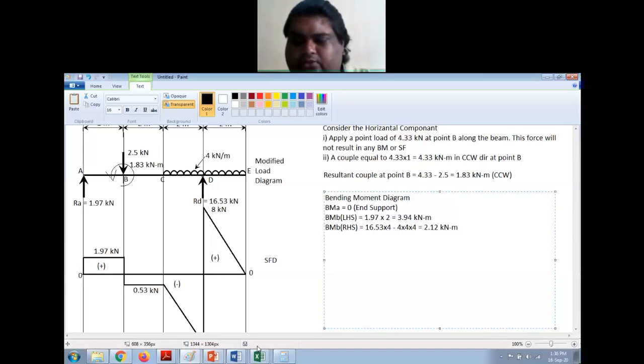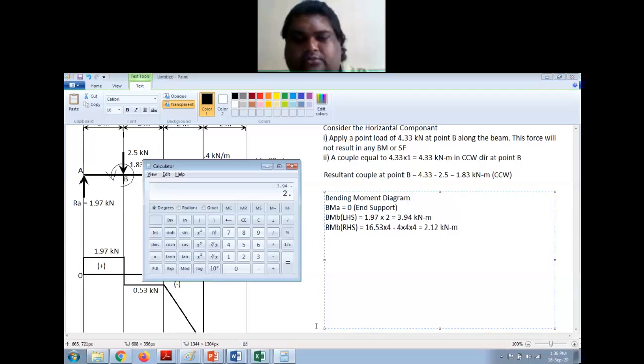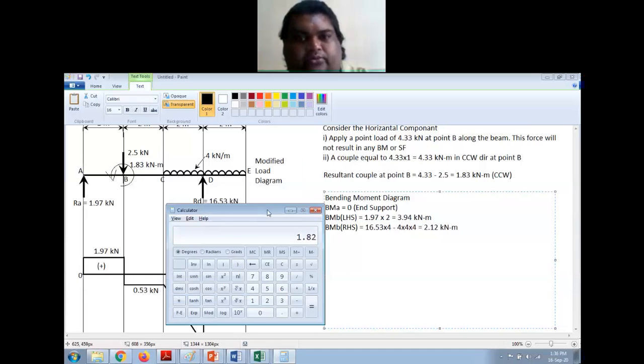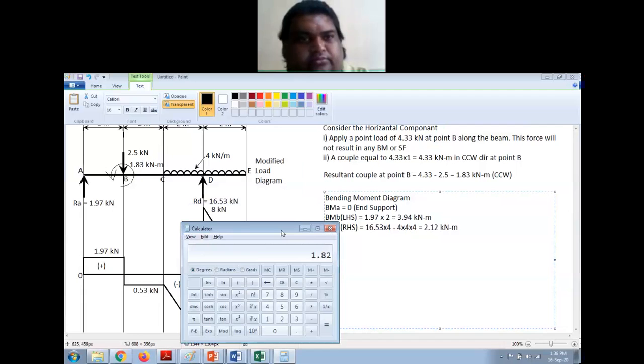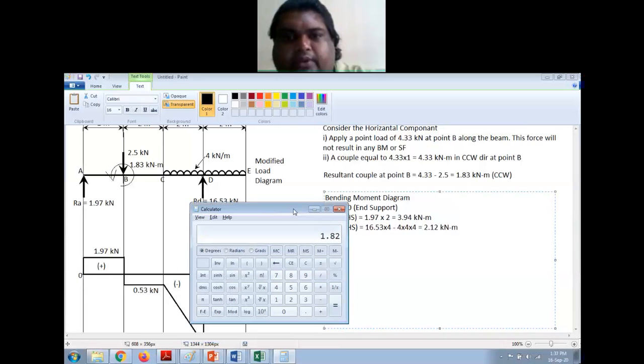3.94 minus 2.12, sorry, 3.94 minus 2.12 is 1.82, right? So I don't know how it is happening. Maybe in rounding off somewhere we have lost that point, not one, right? It should ideally be equal to the value whatever you have it here, right?